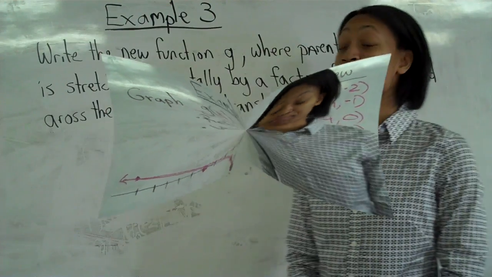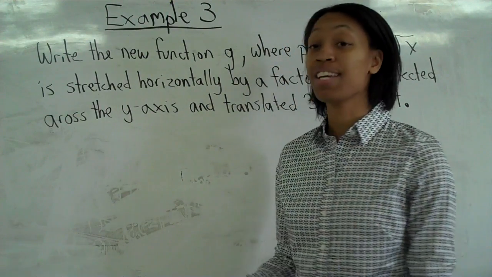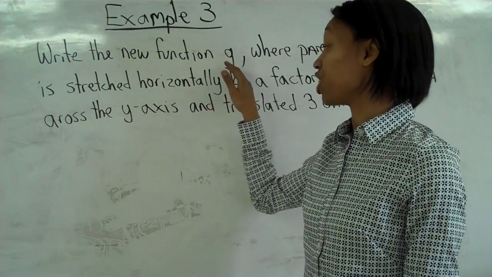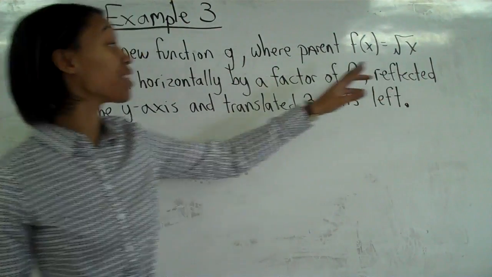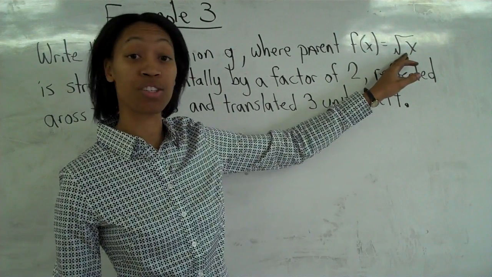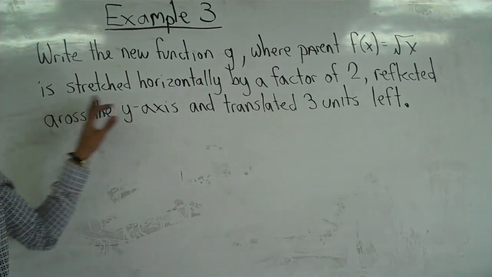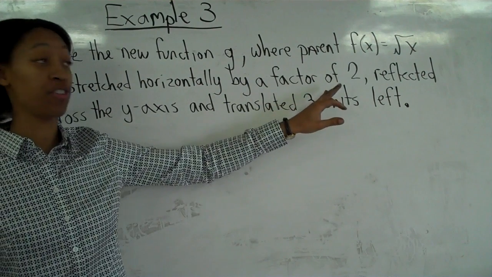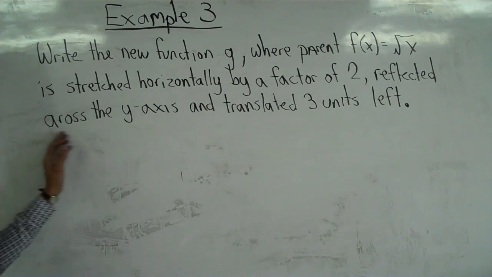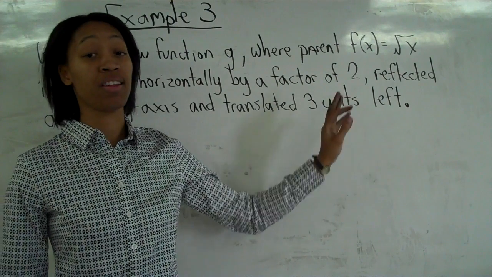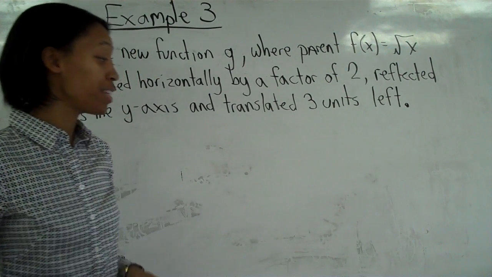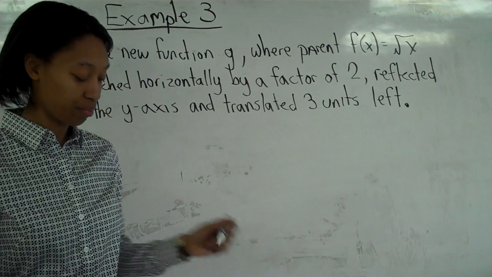Last example. For this last example, example 3, let's see if we can write the function g, where the parent function f of x equals square root of x, is stretched horizontally by a factor of 2, reflected across the y-axis, and translated 3 units to the left. So let's see if we can write that equation.